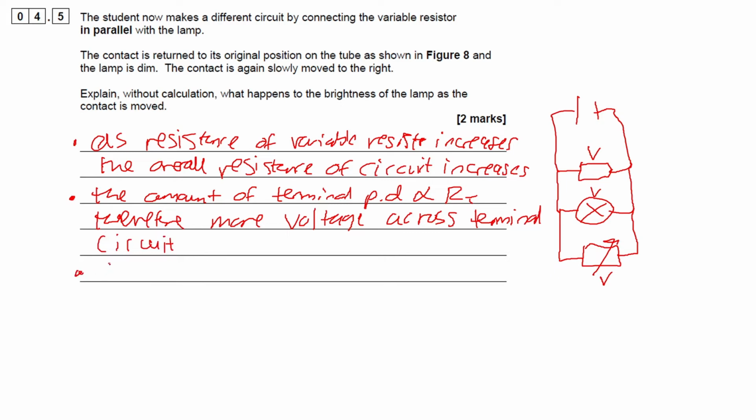And since we know again brightness is related to power, I'm going to use this version of the equation now because the voltage has increased for each of these components, and the resistance of the bulb doesn't change, so therefore since the voltage of the bulb has increased, brightness of lamp increases.